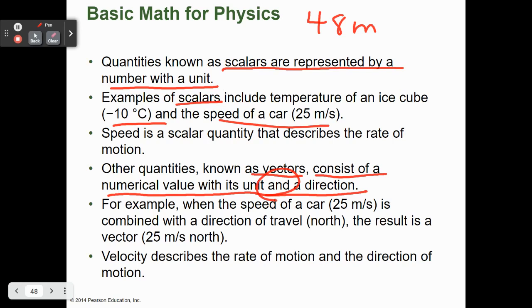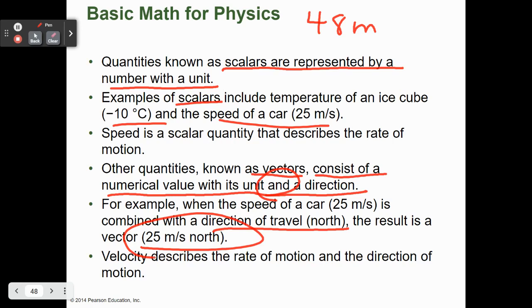So here's our example. Speed of a car is 25 meters per second, but if we combine that with a direction, we have to write out both. So for it to be a vector quantity, you have to write the number, the unit, and the direction. Okay, so 25 meters per second, north. You can put a capital N or S or whatever, but you have to put the direction for a vector.